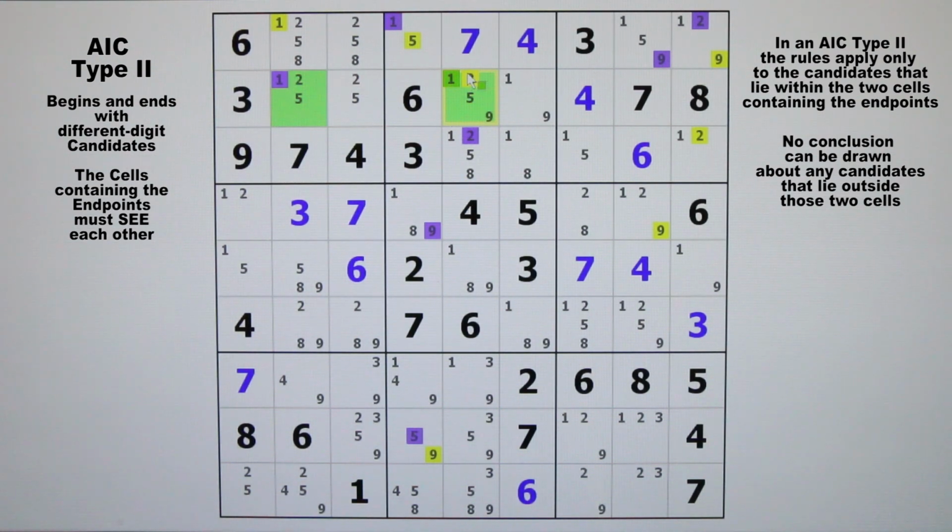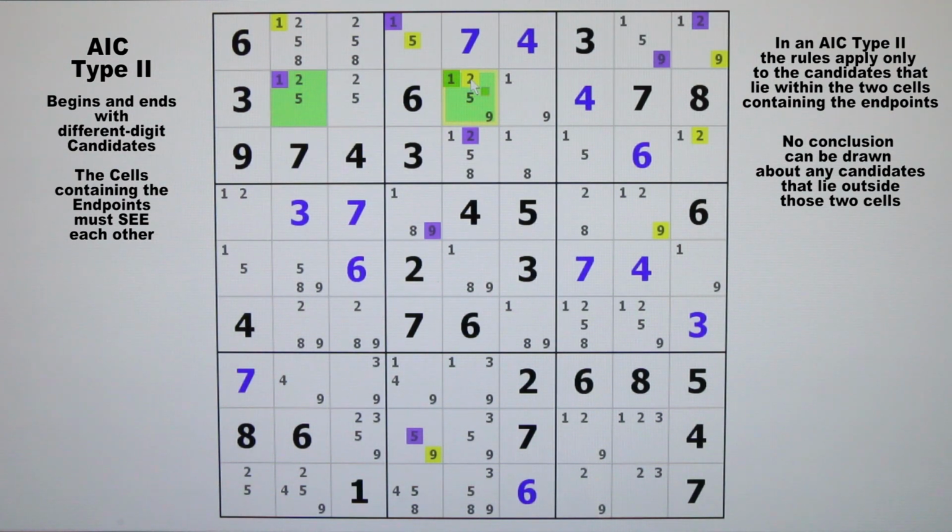And is that red or green? I'm colorblind, so I guess that's red now. So, okay, if this 1 is true, that is false, and you can eliminate it. All right, and if the 1 is false, then by virtue of the chain, the 2 is true. And if the 2 is true, all the other candidates in that cell are false. So that 1 is false either way. So regardless of whether this first 1, the beginning 1, is true or false, this 1 cannot be true, and you can eliminate it.